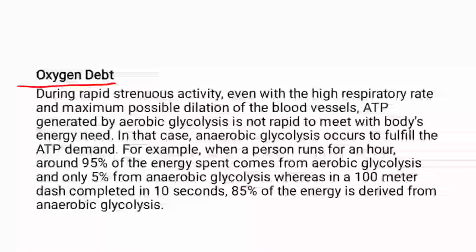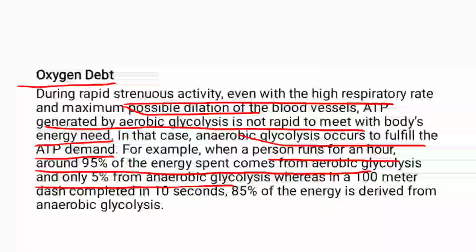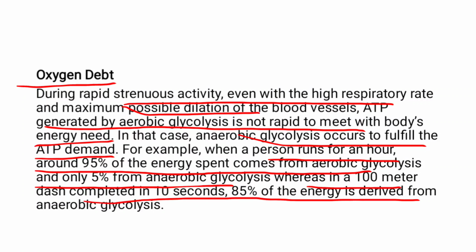Oxygen debt. During rapid strenuous activity, even with a high respiratory rate and maximum possible dilatation of the blood vessels, ATP generated by aerobic glycolysis is not rapid enough to meet the body's energy need. In that case, anaerobic glycolysis occurs to fulfill the ATP demand. For example, when a person runs for an hour, around 95% of the energy spent comes from aerobic glycolysis and only 5% from anaerobic glycolysis, whereas in a 100-meter dash completed in 10 seconds, 85% is derived from anaerobic glycolysis.